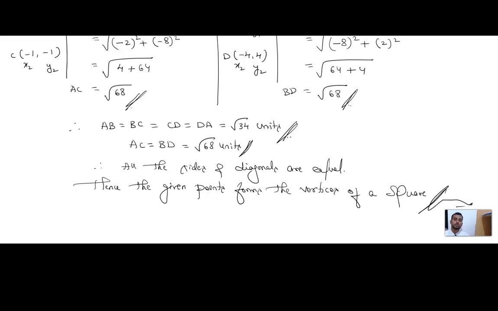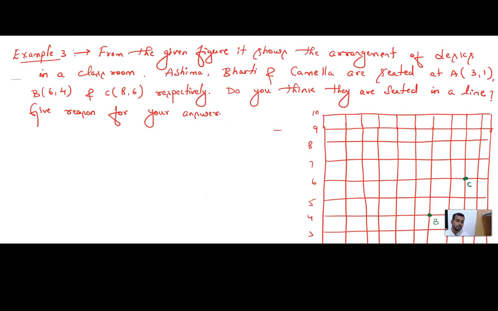Example number 2. Now let me solve example number 3. Yes, observe, students. Here, next question, example number 3. The given figure shows the arrangement of desks in a classroom. You can see there is a table over here. Here we have 3 students, Ashima, Bharati and Kamila, seated at position A, B and C, whose coordinates are 3, 1, and 6, 4, and 8, 6 respectively.